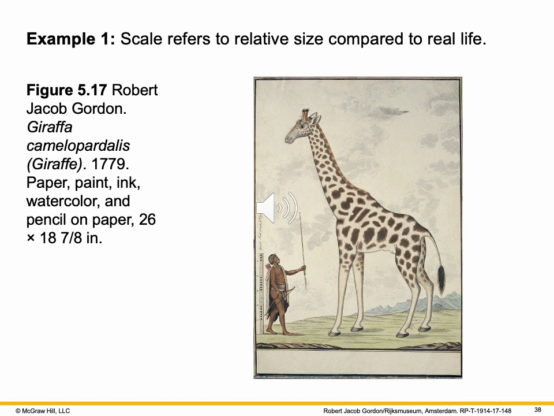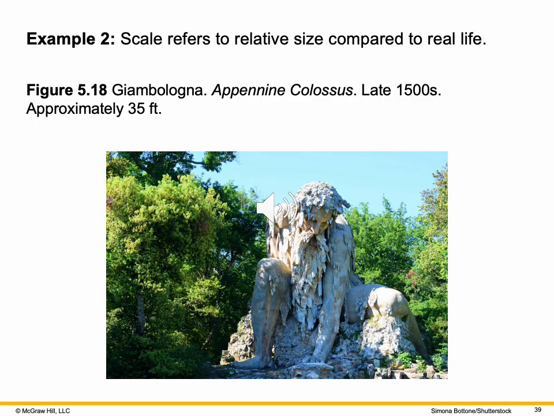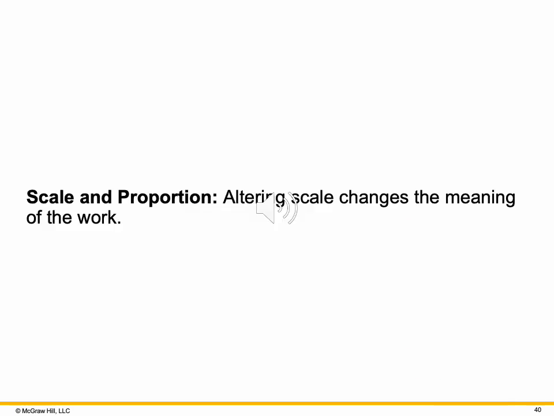We measure normal size based on our experience and prior knowledge. To guide viewers on understanding the size of a normal giraffe, Robert Jacob Gordon provided a measuring stick along the left side of his drawing. More importantly, he included a human figure to show that the normal size of the animal is very large. Viewers use this information to understand how big giraffes are compared to humans. Scale refers to relative size compared to real life. Altering scale changes the meaning of a work.